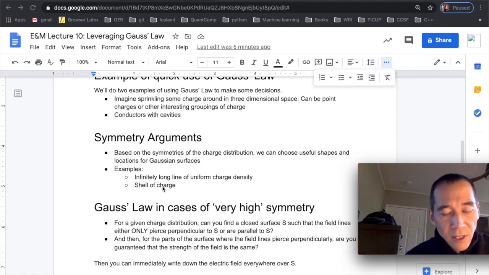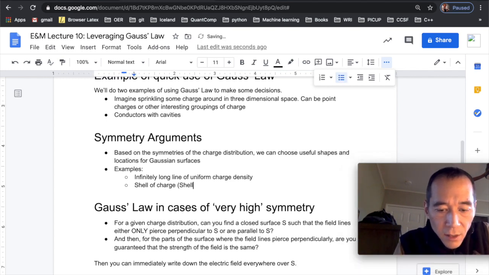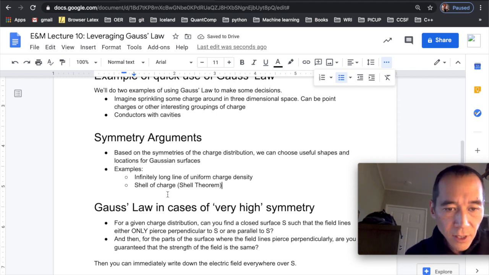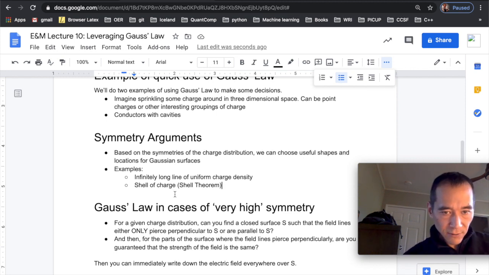A more realistic example, which is interesting to study, is the shell of charge. And you should keep in mind that early on we talked about, I don't know, lecture 3 or 4 or something like that, something called the shell theorem. And this is going to essentially give us the shell theorem without actually doing any integrals. We're going to purely use symmetry arguments. So this is a cool use of Gauss's law.